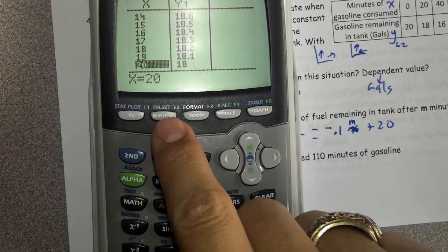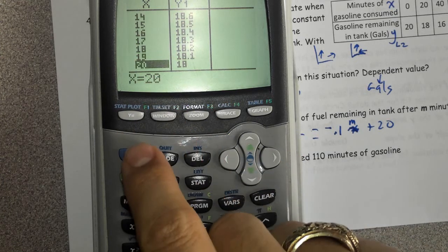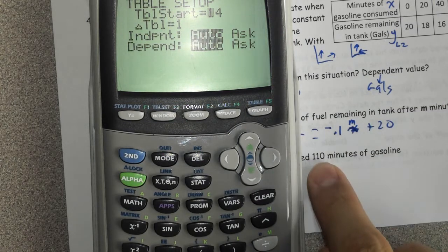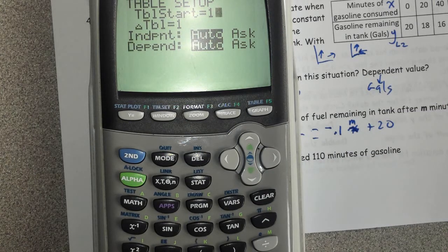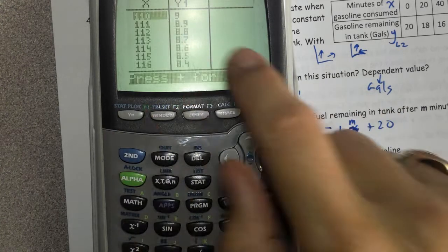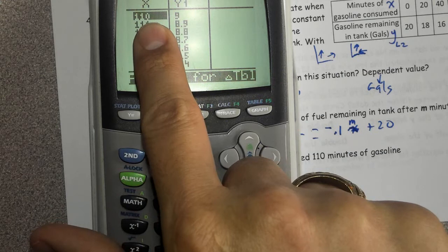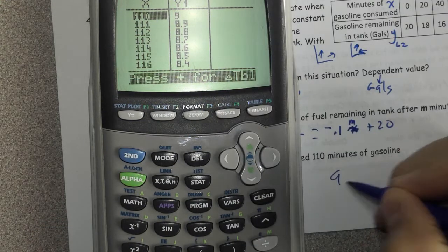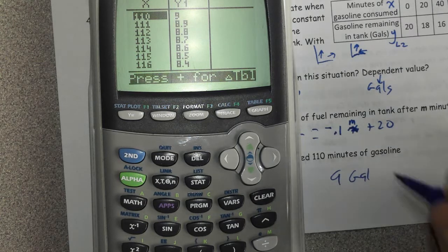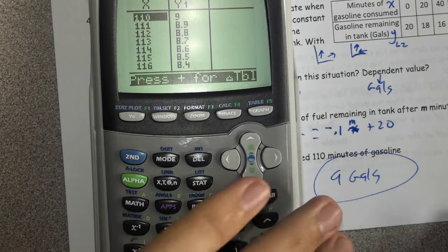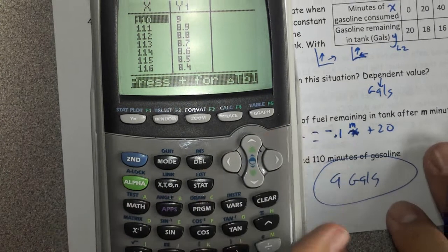So for the table, blue table set, blue, window, and I want to start. I'm looking for 110 minutes. 110, enter, and then I can go to table. I am back at 110. So 9 gallons left. In regression, we predict the future.